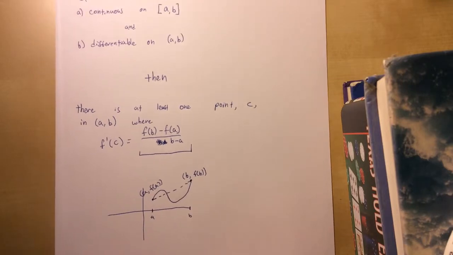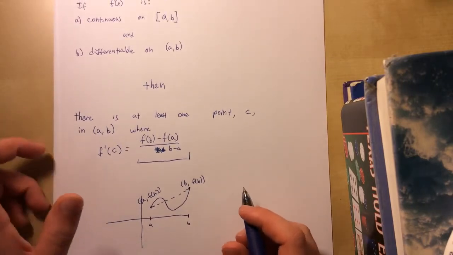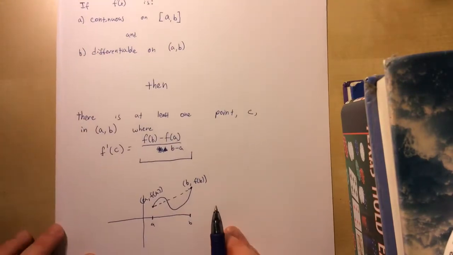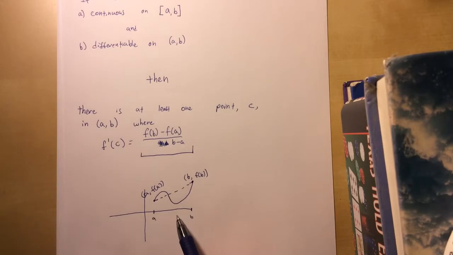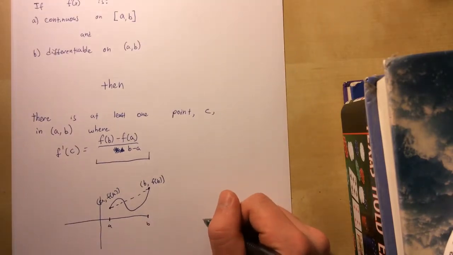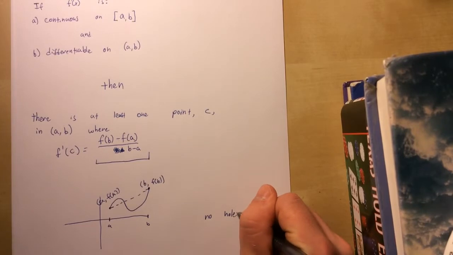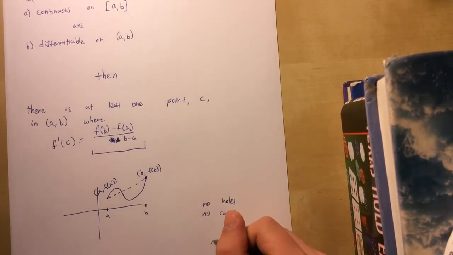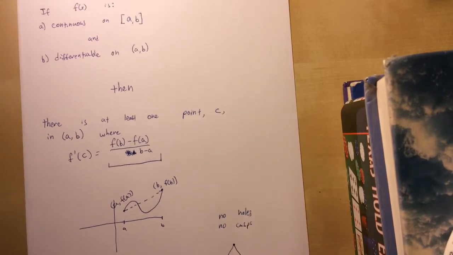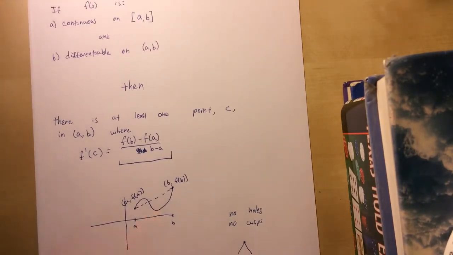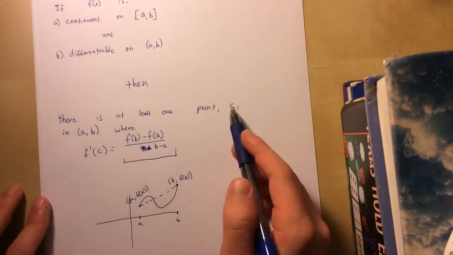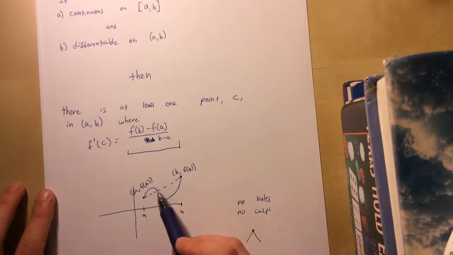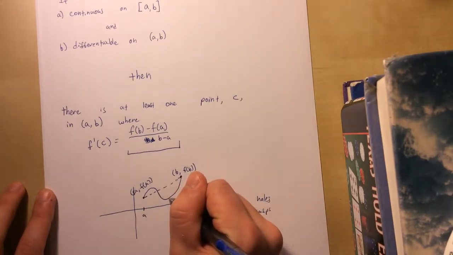All the mean value theorem is saying is that if f of x is continuous on a to b and differentiable on a to b, which it is, and that pretty much just means that there are no holes and no cusps, cusps being sharp points, so this is satisfied, then there's a point c where the derivative of this function is equal to the slope of this line. And you can see that pretty easily.